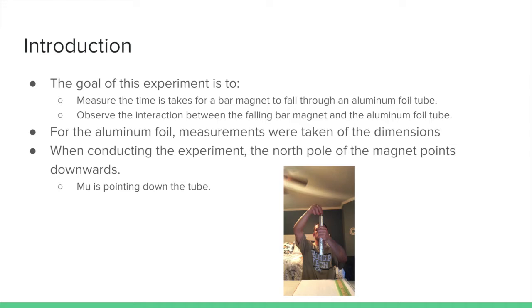To start things off, the goal of this experiment is to measure the time it takes for a bar magnet to fall through a tube. In this case, it's going to be an aluminum foil tube. And then we have to observe the interactions between the falling magnet and the aluminum foil.